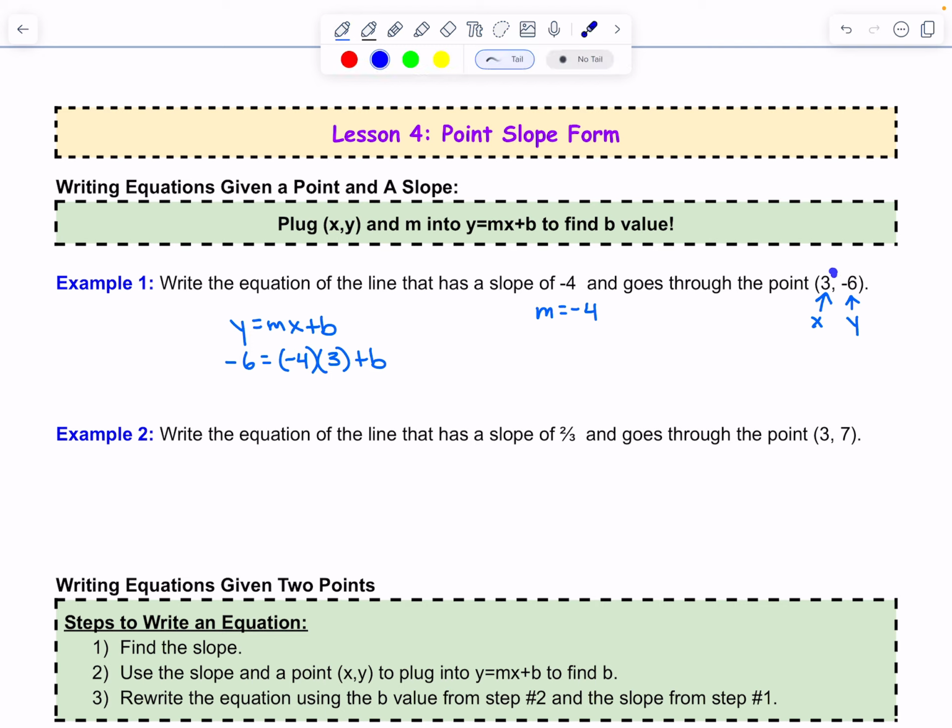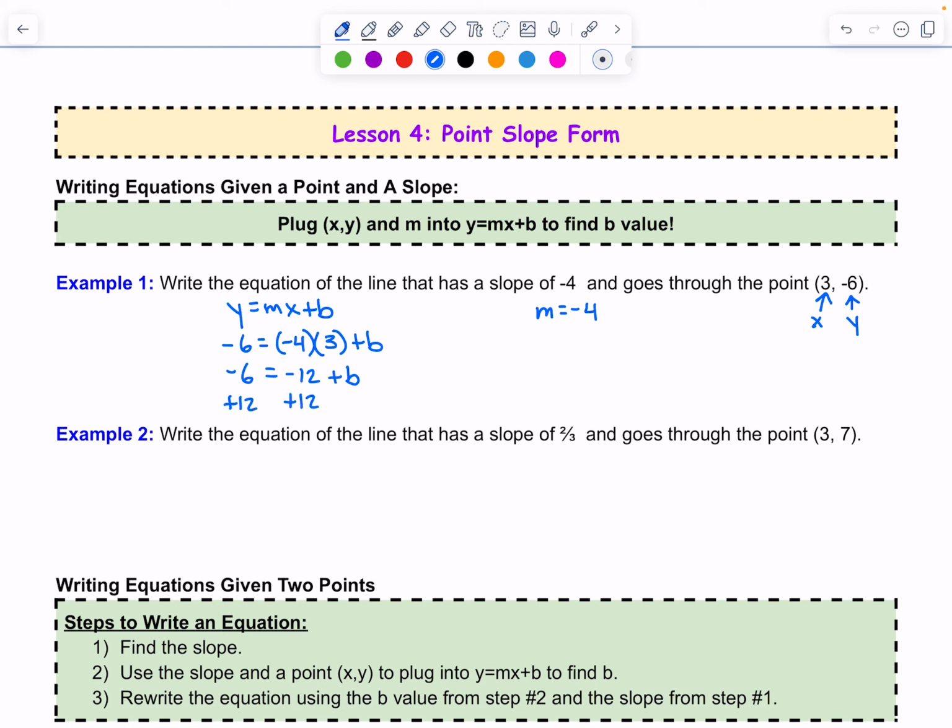So let me review that. -6 was given in the point, so we plugged that in for y. The slope was -4, so we plugged that in for the m. The x was 3, so we plugged that in for the x, and then we're going to solve for b. So then I bring down -6. -4 times 3 would give me -12, and bring down the plus b. And then we just need to get rid of the -12. So let's add 12 to both sides, and we end up with 6 is our b value.